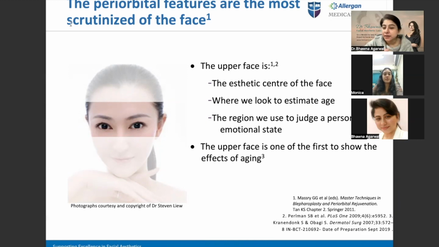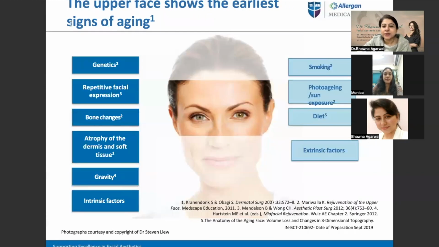And another important thing is that it is the first area which will show the signs of aging, because there is very little soft tissue and support over here. So the first area to show the signs of aging is basically the upper face, right? So the earliest signs of aging.